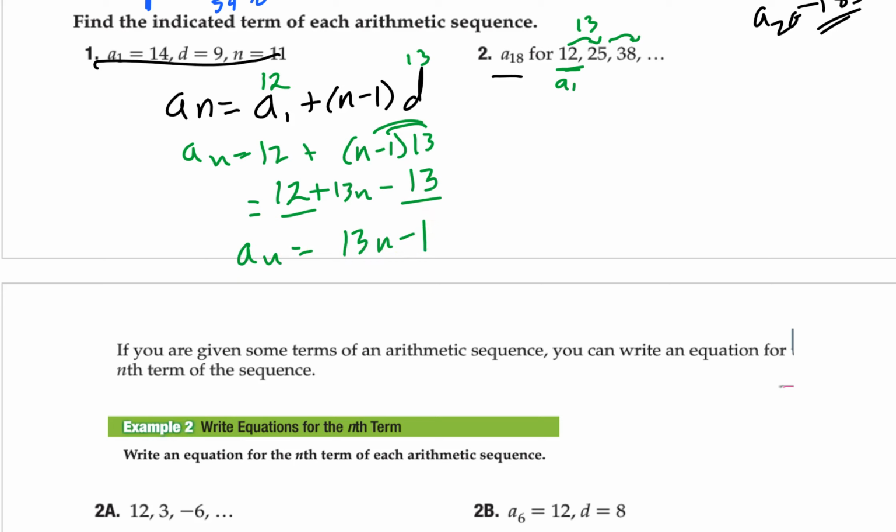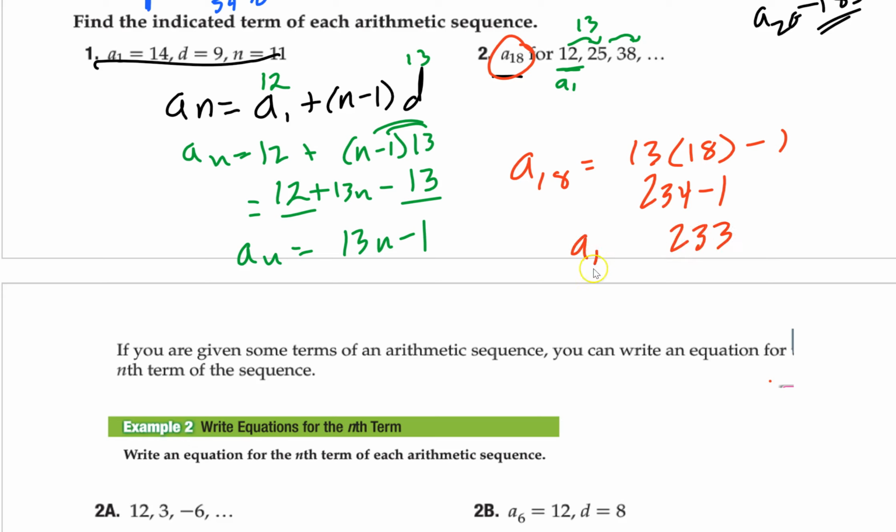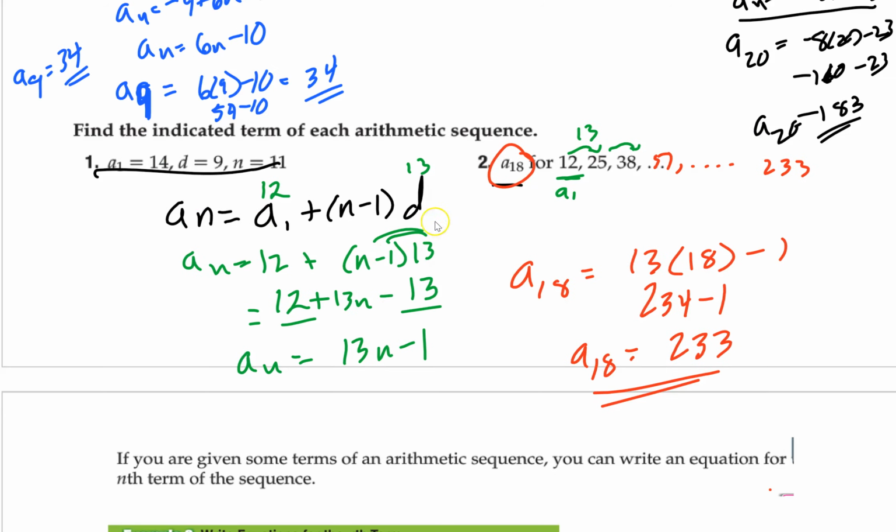And now, all they want is the 18th term. So plug in 18. The 18th term is 13 times 18 minus 1, which is 13 times 18. That is 234 minus 1, 233. So the 18th term of this sequence happens to be 233. Right? So you got 12, 25, 38, 51, and then so on, 233. If you keep on adding 13 over and over again, you eventually get there. So that's the process. So now let's go a little backwards.